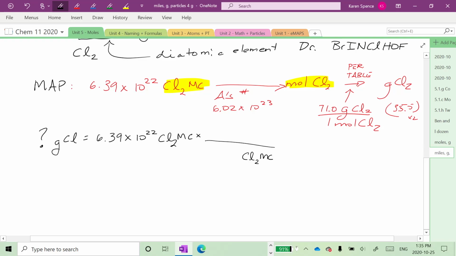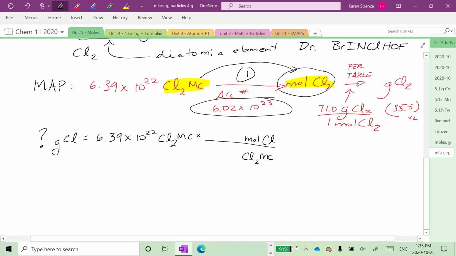Let's cancel chlorine molecules, and what are we trying to find? In step 1, we are trying to find moles of chlorine. Okay, where does the 6.02 times 10 to the 23 go? Does it go with the mole or does it go with the molecule? Well, remember, you can either have 6.02 times 10 to the 23 or you can have moles. So the 6.02 times 10 to the 23 has to go with the molecule. All right, we have now done step 1, check.